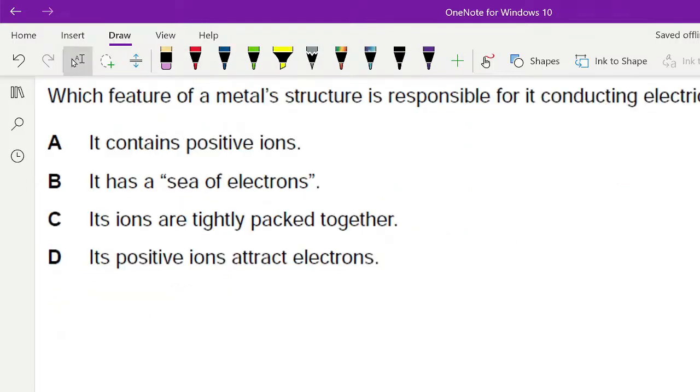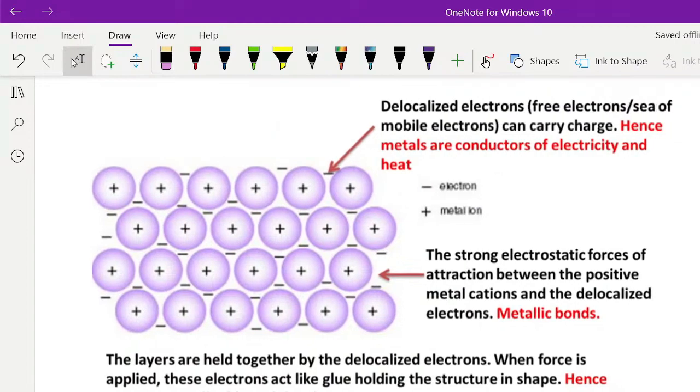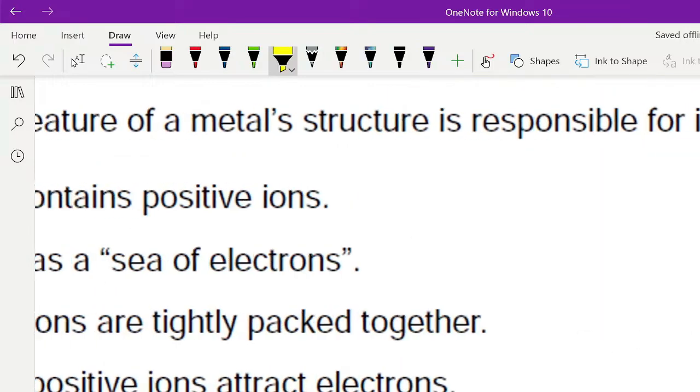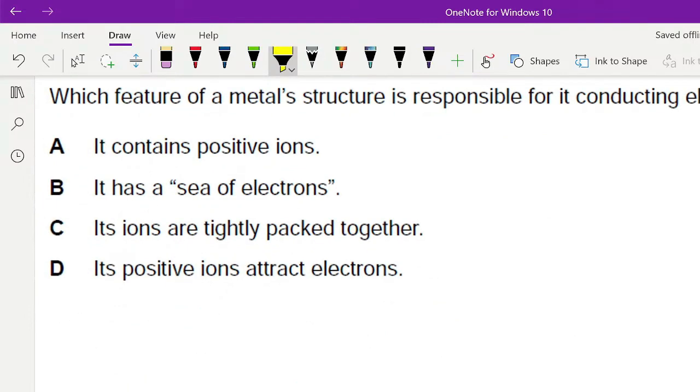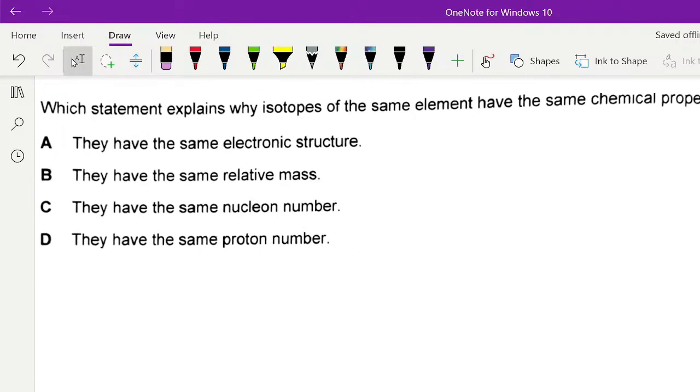Which feature of a metal structure is responsible for conducting electricity? This is what a metal structure looks like. You have the positive metal ions surrounded by delocalized electrons, or free moving electrons. They enable electrical conductivity. So for metals, it's the free moving electrons that cause it to conduct electricity. Which statement explains why isotopes of the same element have the same chemical properties?